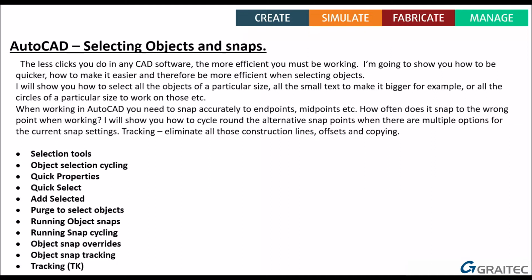And then your good old running object snaps that we're all familiar with. I'll show you some ins and outs of those. And your running object snap cycling. Object snap cycling. Who's used that one? There's a new one potentially. Object snap overrides. Yeah, okay. And then object snap tracking. And again, these are tools that are not necessarily known about or used that much. I'll show you about them.